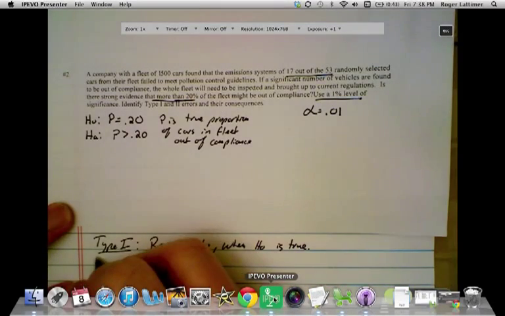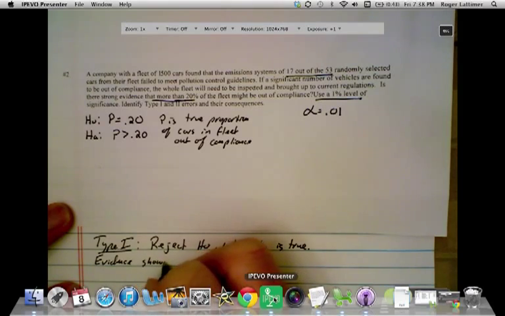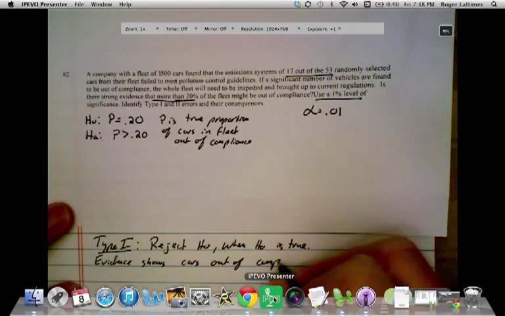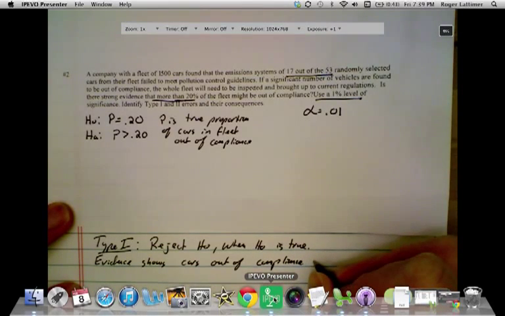Okay, so we have evidence shows cars are out of compliance, but they're really okay.